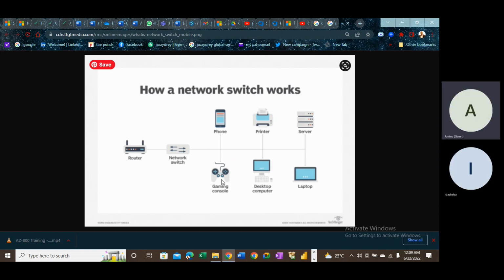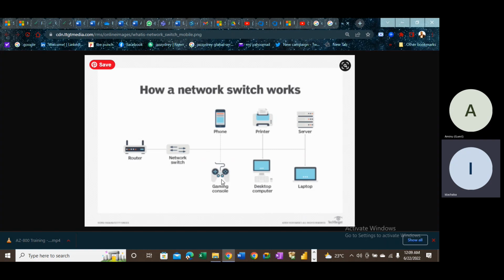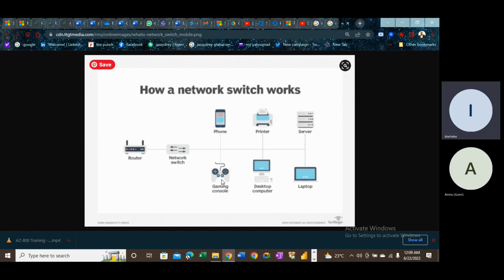Other communication devices can be connected to it. Yes. So when this laptop wants to communicate to this server, it doesn't go like this. Do you get me? It doesn't go like this.